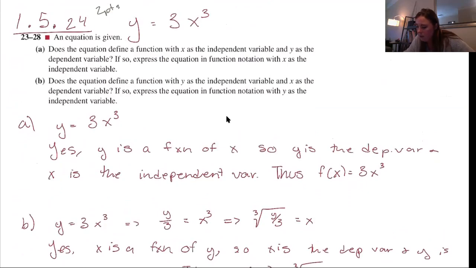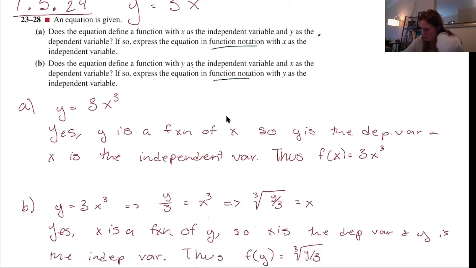independent and y as the dependent, meaning like x is a function of y in part A, and flipped, y is a function of x. And then if it's true, express the equation with function notation.